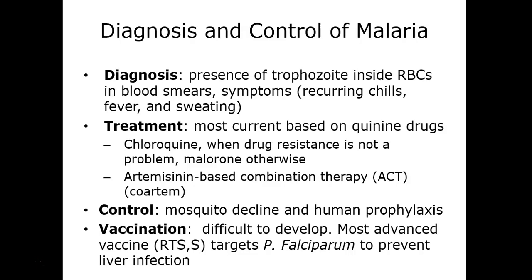Vaccination is extremely difficult to develop because the pathogen can actually shift its molecules on the outside of its cell. They call that shifting.